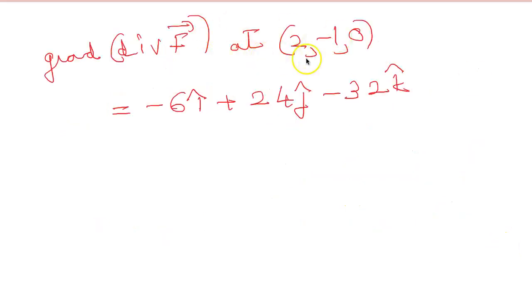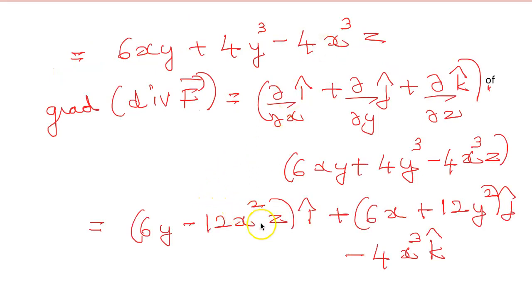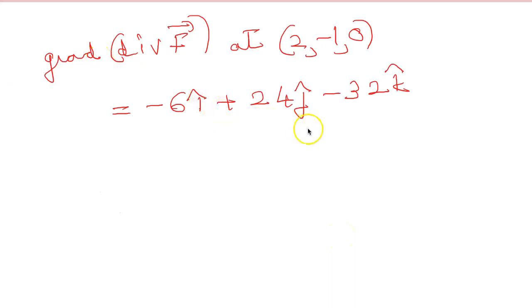So the gradient of the divergence of f at (2, −1, 0): you substitute x as 2, y as −1 and z as 0. So you get −6i + 24j − 32k.